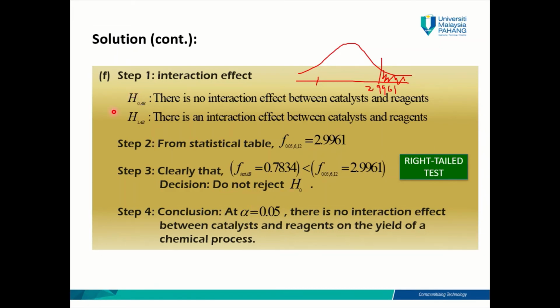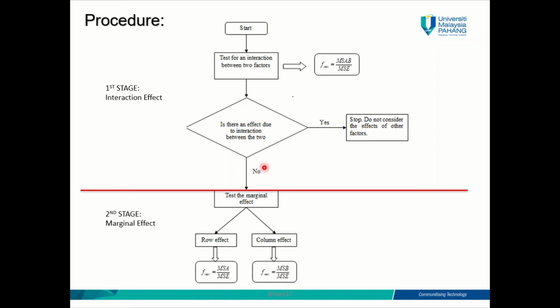So if you don't reject H null, it means that H null is true. Meaning that at alpha 0.05, there is no interaction effect between catalyst and reagents. So this is the conclusion for the first stage. The conclusion says that there is no interaction effect. So what happens if there is no interaction effect? If the result of the first stage says that there is no interaction effect between factor A and factor B, you need to go to the marginal effect, the second stage. So now we need to proceed to the second stage.